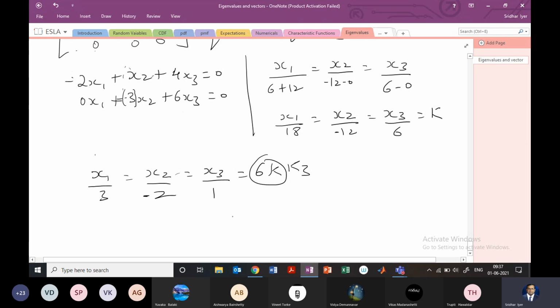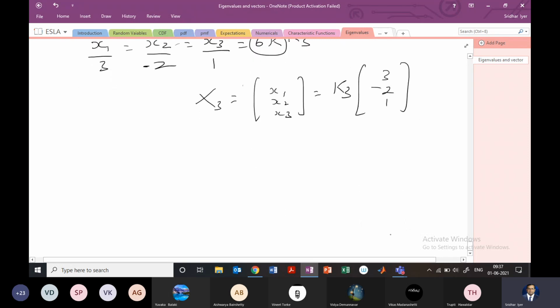Therefore the matrix that we'll get, we'll call this x3 because it is lambda 3. This will be x1, x2, x3, which will be k3 into 3, negative 2, 1. Therefore, now finally we have the eigenvectors with us.